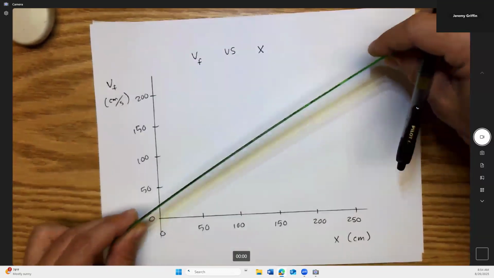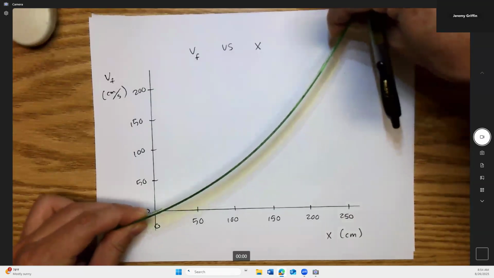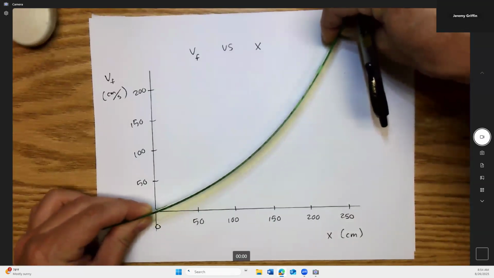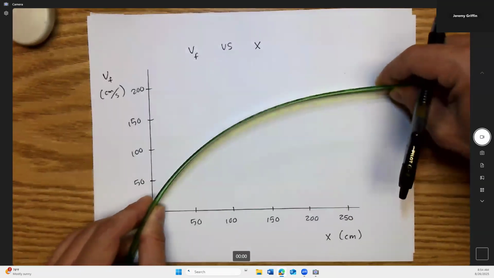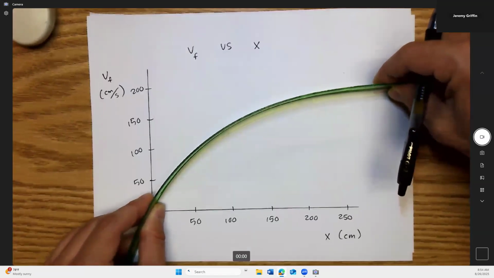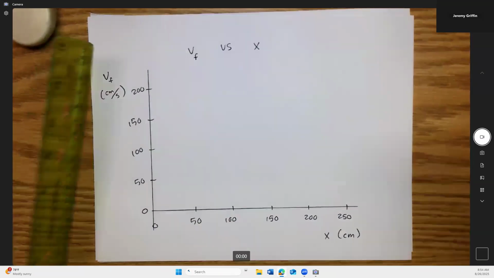Show hands. How many of you think it's going to be a direct relationship? Who thinks that? Who thinks it's going to be a parabola this way? That's to say, double the distance would be 4 times the speed. And who thinks it's going to be a square root this way? That's to say that 4 times the distance would only be double the speed. Who thinks that? Okay, I'm seeing votes on all of those. We're going to find out.